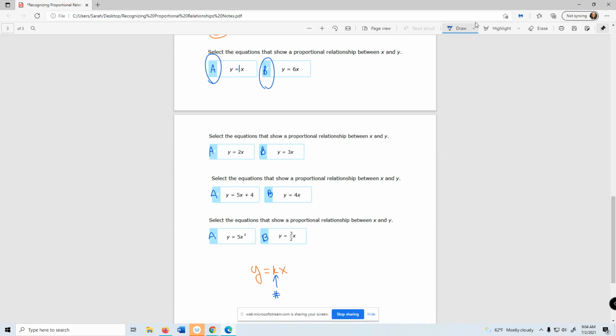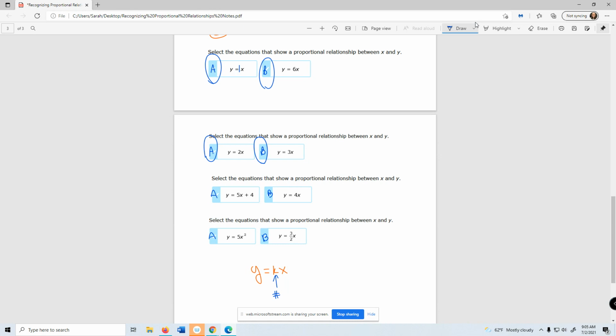Same idea with the next set of equations. We have y equals 2x, y equals 3x. They're both y equals something times x, where that something is a number. So both A and B are proportional equations in that set.